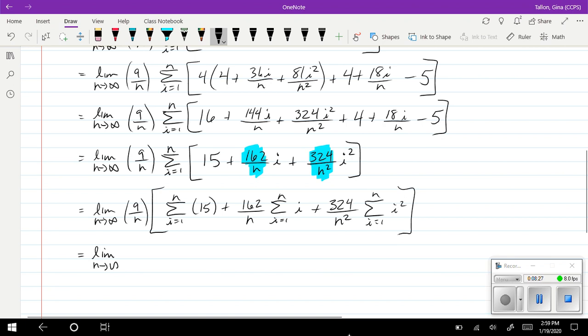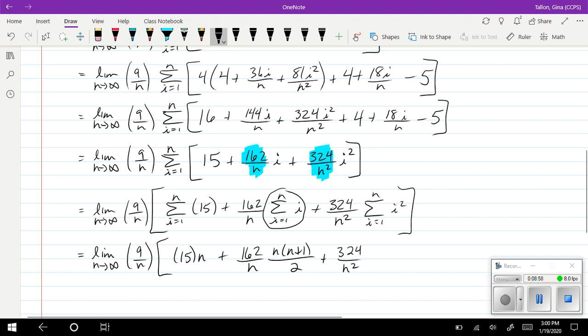The limit as n approaches infinity, 9 over n, big bracket. So I have the constant formula here, which says the summation as i goes from 1 to n of a constant is that constant itself multiplied by n. That's what I get out of that. Plus 162 over n. And this right here is a formula that says we have n times n plus 1 all divided by 2. And I'm going to copy the 324 divided by n squared. This is another formula. The summation as i goes from 1 to n of i squared is n times n plus 1 times 2n plus 1 all divided by 6. Close my bracket. And this is multiplication in between each of those fractions. Alrighty.